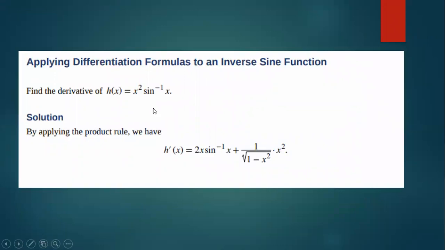Again differentiate with respect to sine inverse of x. So how do we do this? We must apply the chain rule. Derivative of the first, that is 2x, second as it is, that is sine inverse of x, then derivative of the second, so it will be 1/(1 minus x square) into the first as it is, that is x square. So this is the answer of this question.